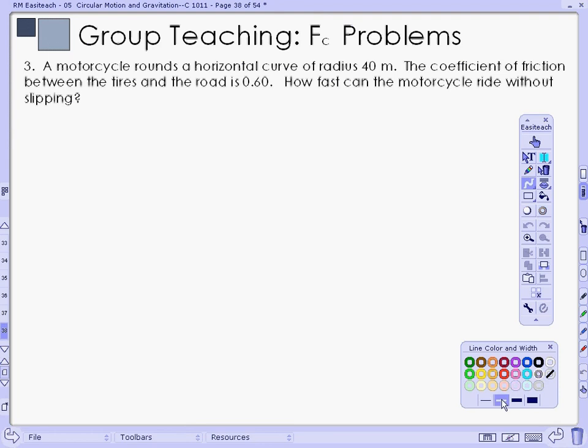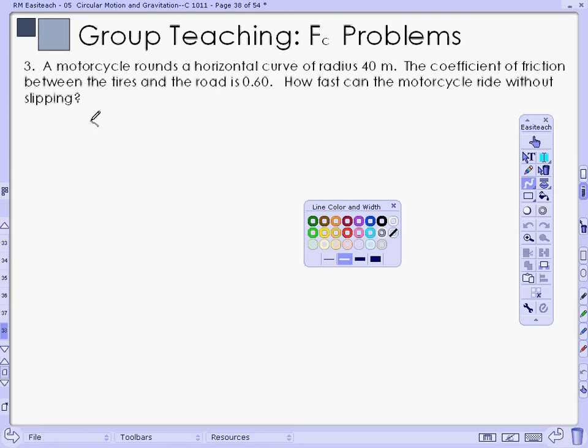It's always good to just draw a picture, and I will actually require this on the quiz for some problems at least. It's good to draw a picture, draw the force that is actually making the object move in a circle, in this case a frictional force. So I'm writing F sub F.